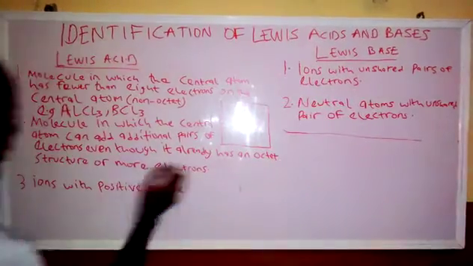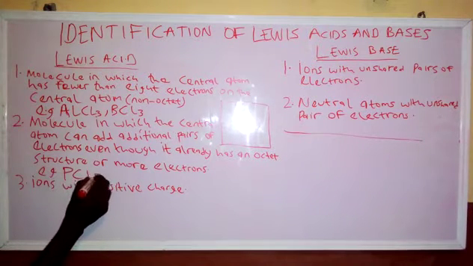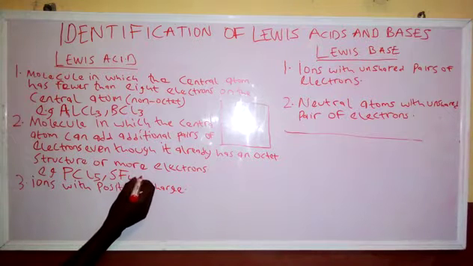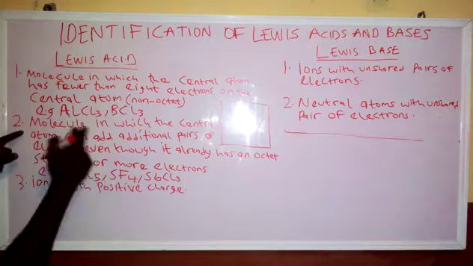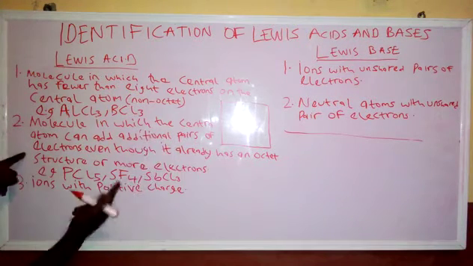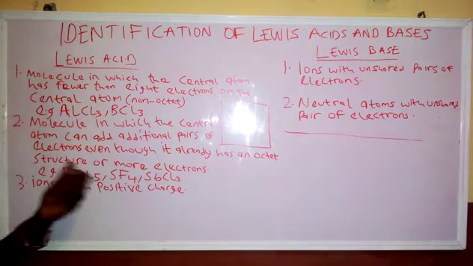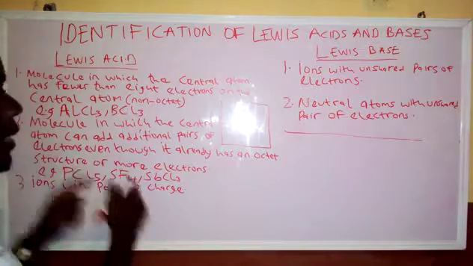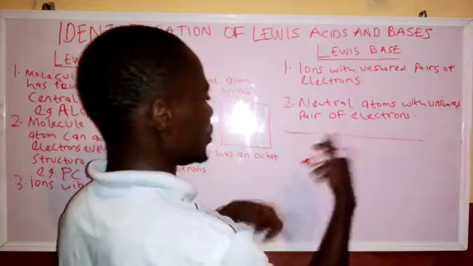PCl5 is an example. So, e.g., we have PCl5. We also have SF4. We also have SbCl3. Now, these are molecules in which the central atom can add additional pairs of electrons, even though it already has an octet structure. Now, how do you know such a structure? You know it with hybridization. Now, how do you do this? Now, for the hybridization of PCl5, I will show you the last.